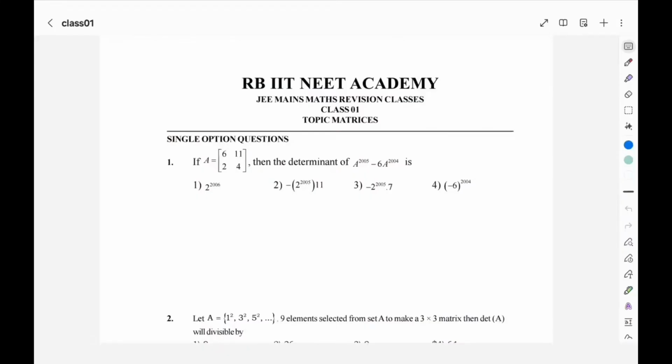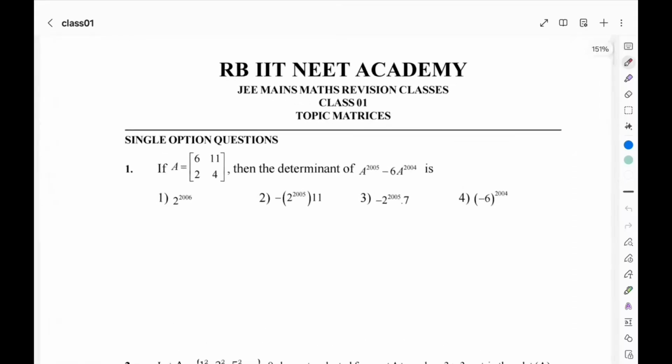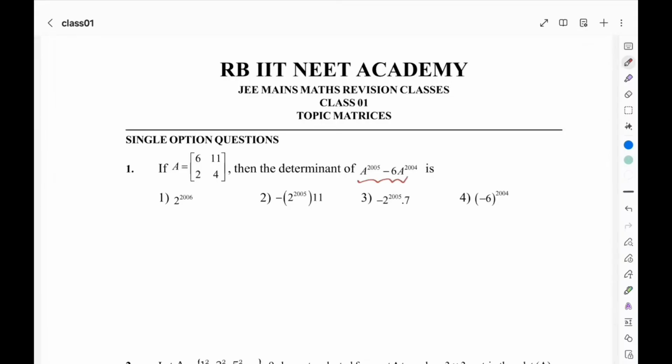Look at this first problem. Finding a power 2005 is not that easy. So then how do you find the determinant of this without finding a power 2005?